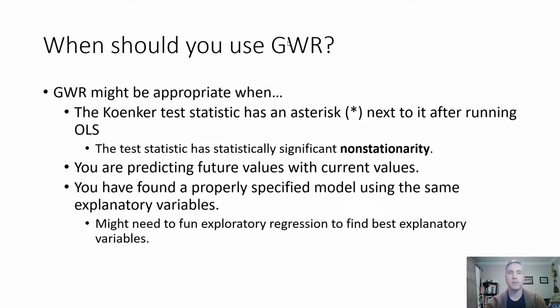The test statistic has statistically significant non-stationarity, meaning that the Concord test is saying that the data varies significantly from place to place. In that case, you probably should try GWR. Okay, so look for that.